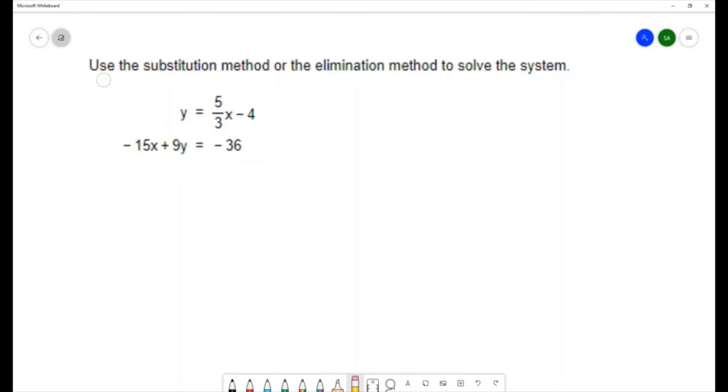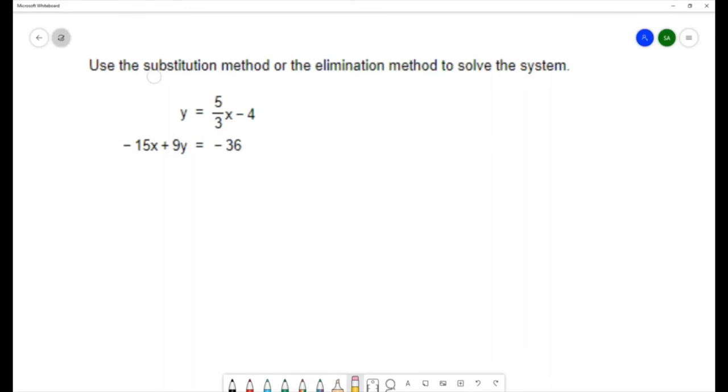For this question, we want to use the substitution method or the elimination method to solve the system. We have the equation y equals 5/7 x minus 4. And the second equation is negative 15x plus 9y equals negative 36. So this is a system of linear equations which we're going to solve by either substitution or elimination.